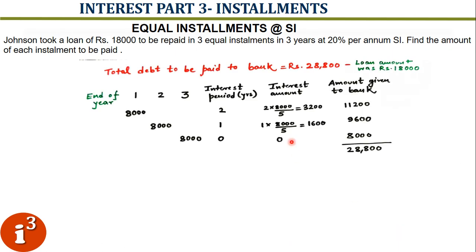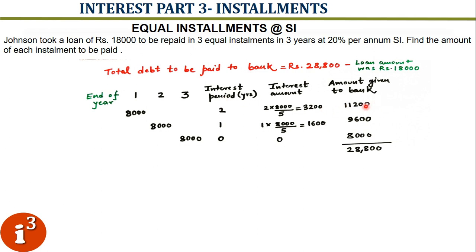See, the total debt to the bank you paid was 28,800. The loan amount was 18,000. The bank was expecting 28,800 from you. Now you paid 8,000 in the first year. This 8,000 generated 2 by 5 interest, 20% is 1 by 5, so for 2 years 2 by 5. This 8,000 generated an interest of 3,200. Now this 8,000 which you paid in the first year will be regarded as 11,200 at the end of the third year.